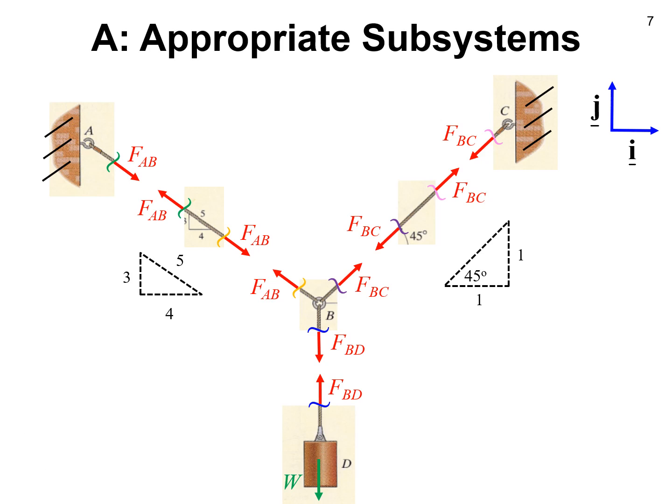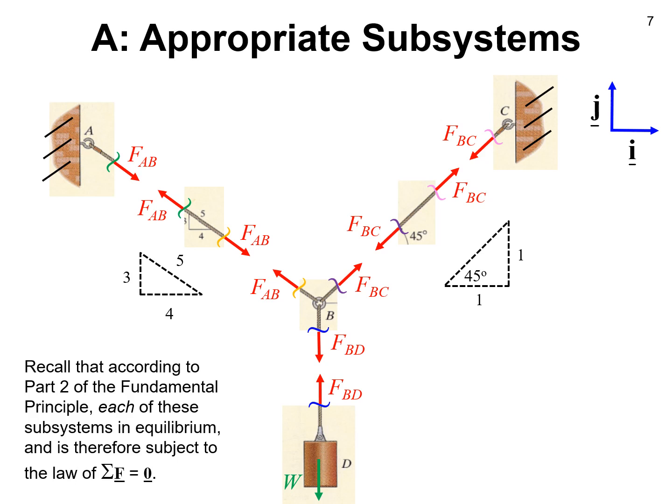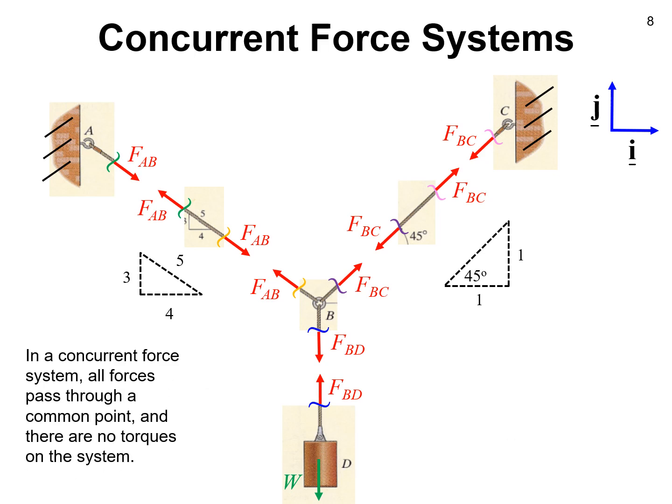And now the question will be, yes, it is true, the law of equilibrium applies to each of these pieces, but which piece or pieces are the ones that will be useful to solving our problem? Before proceeding, we should also explain what we mean by a concurrent force system. In a concurrent force system, all forces pass through a common point, and there are no torques on that system.